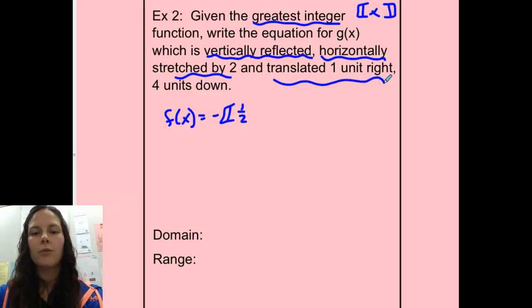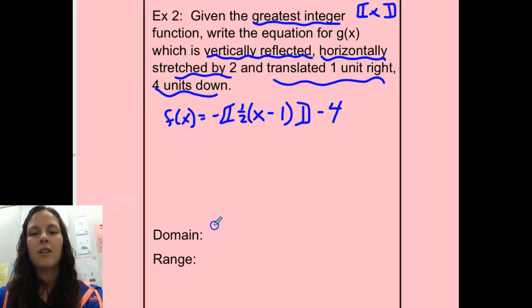Translated 1 unit right. We need to put this in parentheses. The translation and the stretch or compression need to be separated from one another. Right would look like a +1 if it were normal, but it's inside the parentheses, so it's a -1. And finally, 4 units down, so that is on the outside and it's normal.